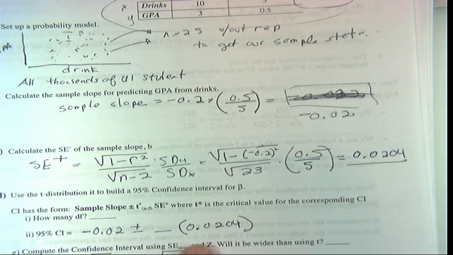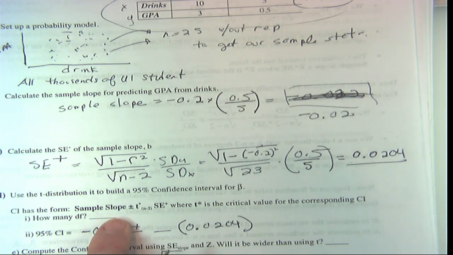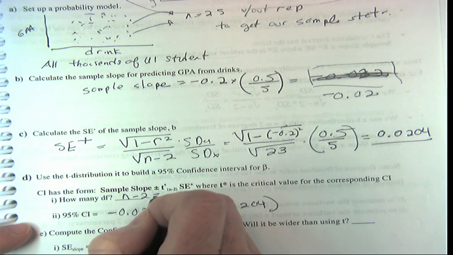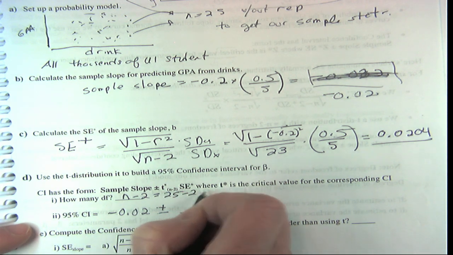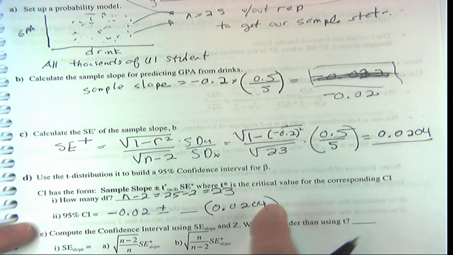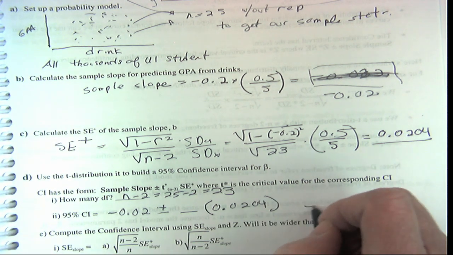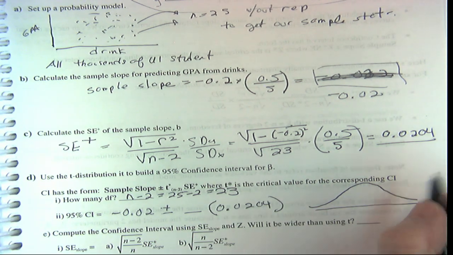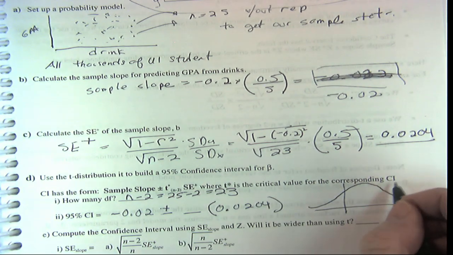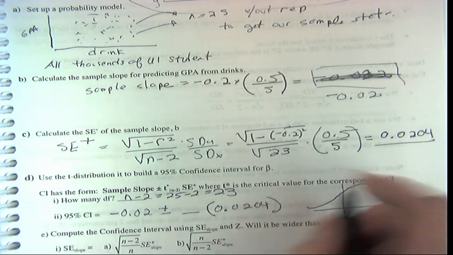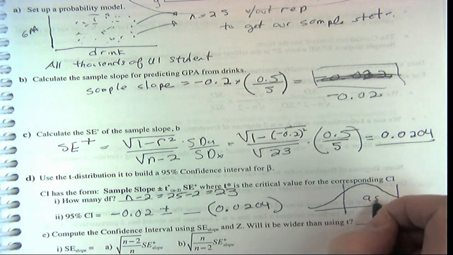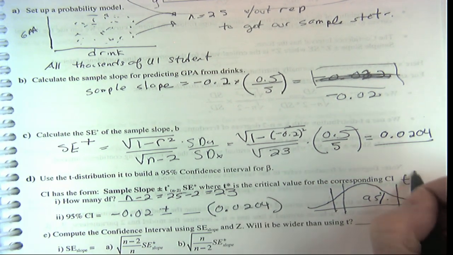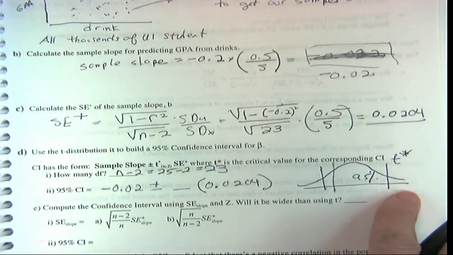Now, how are we going to get t star? How many degrees of freedom? It's n minus 2, which is 25 minus 2. That's 23 degrees of freedom. So we are going to have to look on the t curve with 23 degrees of freedom, and get this t star for 95% in the middle. Sorry, I didn't draw it very well. It should be out to there. So I want t star. Let's do that together.